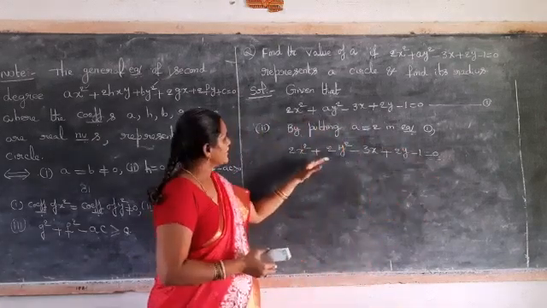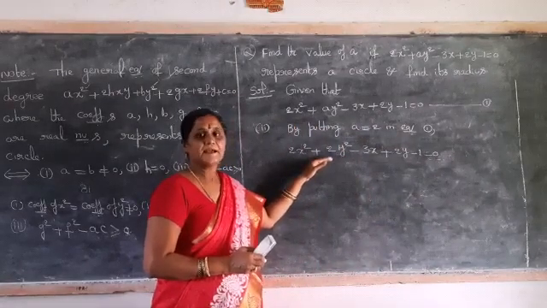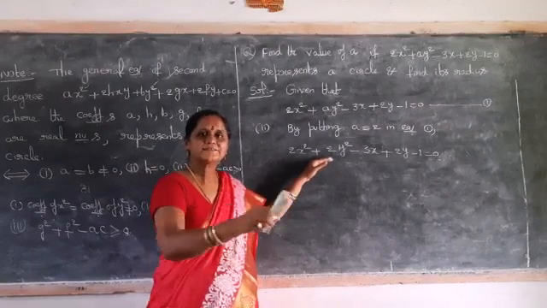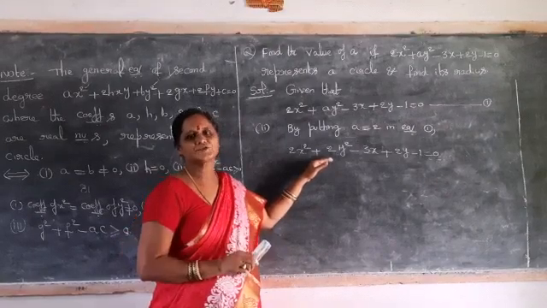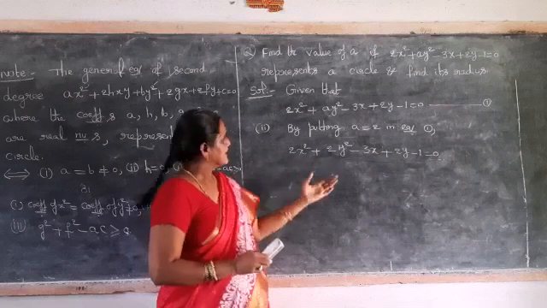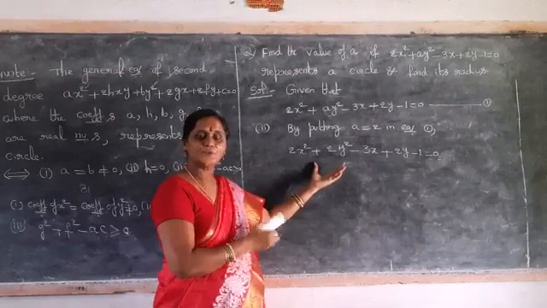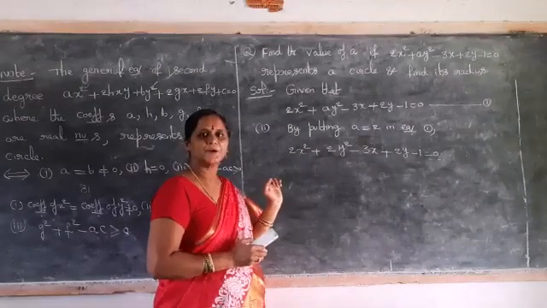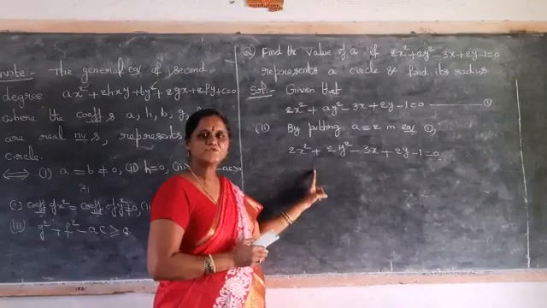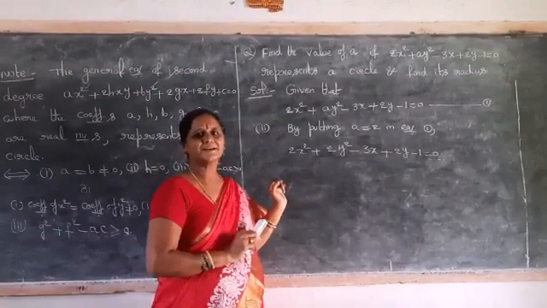Now, from this equation, you have to find the radius. Radius formula is root of g square plus f square minus c. Means first you find g, f and c. Can you find g, f and c for this equation? No, it is not in standard form. First you divide this equation with 2 and then you find g, f, c.